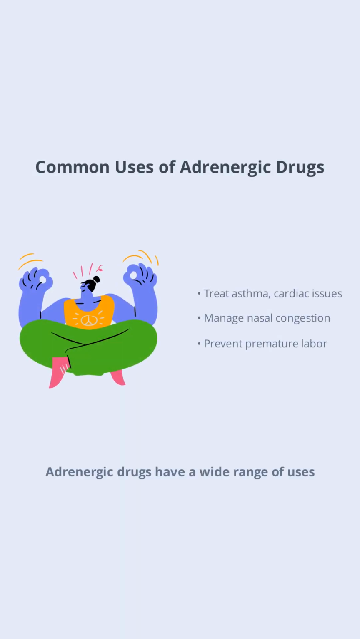Adrenergic drugs have a wide range of uses, from treating asthma and nasal congestion to managing cardiac emergencies and preventing premature labor. Understanding their indications helps you appreciate why it's important to remember them accurately. These medications are often life-saving, so having their names and uses at your fingertips is essential for any healthcare professional.